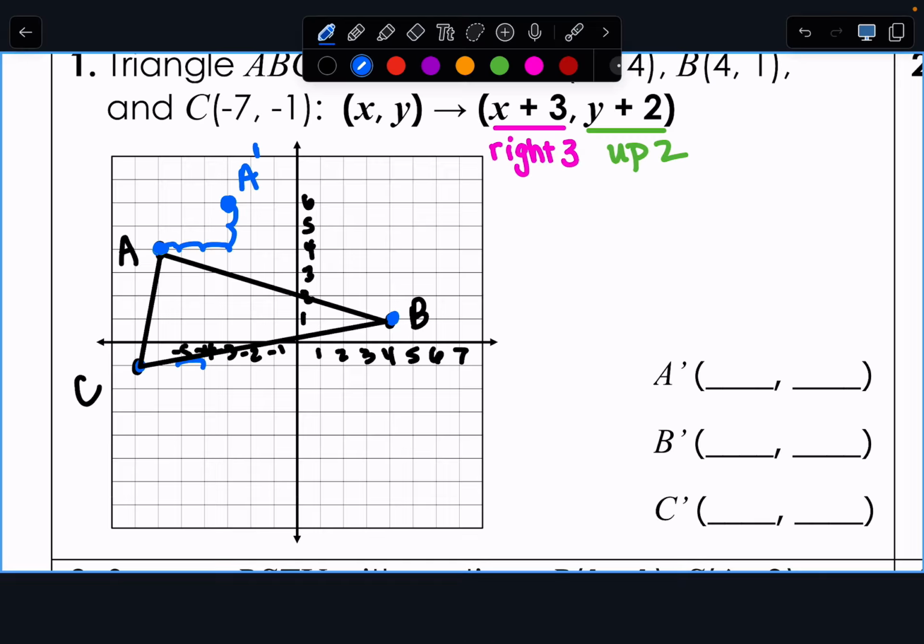And we do this for B and C as well? We'll get there. The apostrophe just means that's my new shape. We've moved it. So now, where is that new A? What is that new coordinate? Right here. Negative 3, 6. That coordinate is negative 3, 6. So we're going to write that down.